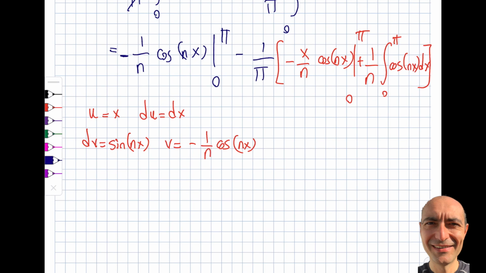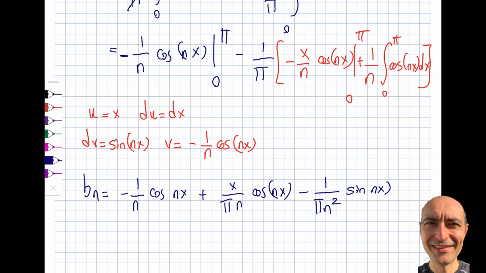Now what I will get is that my bn will be minus 1 by n cosine of nx, okay, plus, let's look at it, because negative comes plus, x by pi n cosine of nx minus 1 by pi n. Okay, the integral of that will be 1 over n, right? So n squared, and this will be sine nx. Okay, and this whole thing needs to be evaluated from 0 to pi.